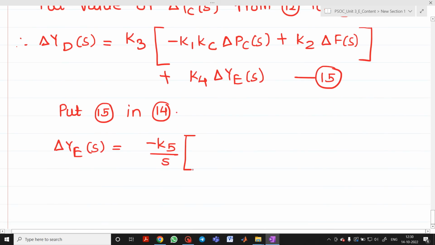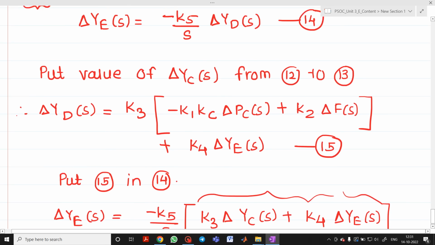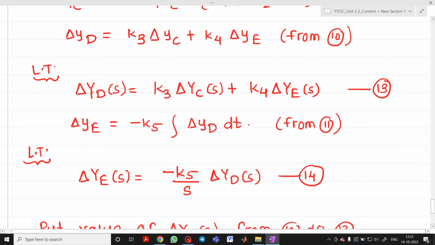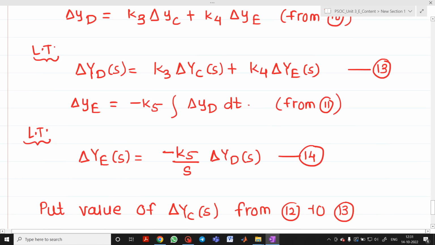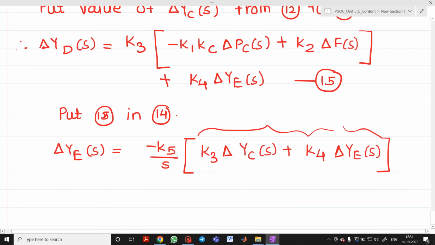So first I will write it here as k3 into delta yc of S plus k4 into delta ye of S. How did you get this? I think all of you got it. This is delta yd of S, so I am putting 13 into 14 first. Let me correct here, I put 13 here instead of 15. I will write it here, put 13 into 14. So I got this. So how can I separate now?